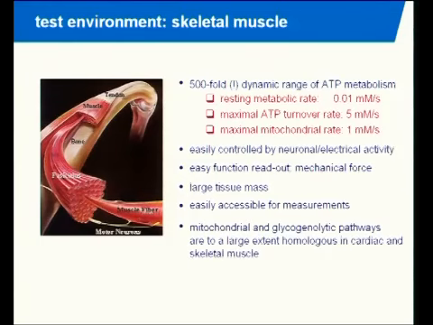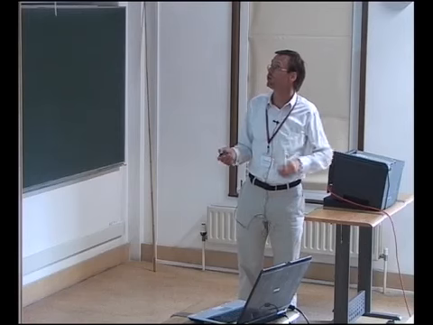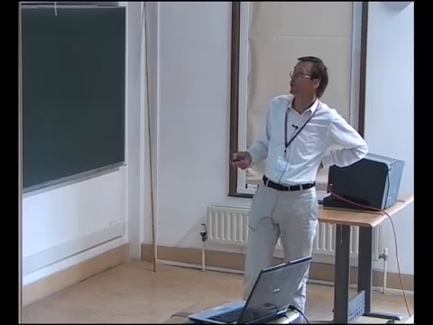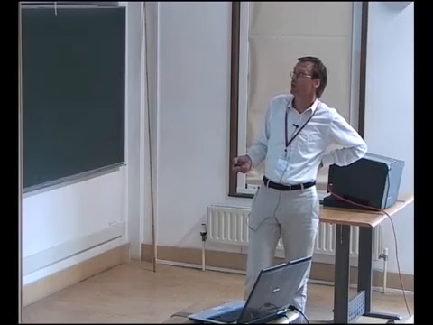So why are we doing this in the skeletal muscle? Well, one really nice feature of muscle is its 500-fold dynamic range of ATP metabolism. As you're sitting here, you're turning over about 0.01 millimolar of ATP per second, and if you're running at max when you're chased by a lion, you can crank it up 500-fold.